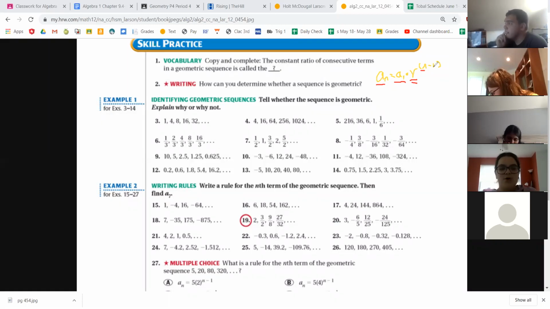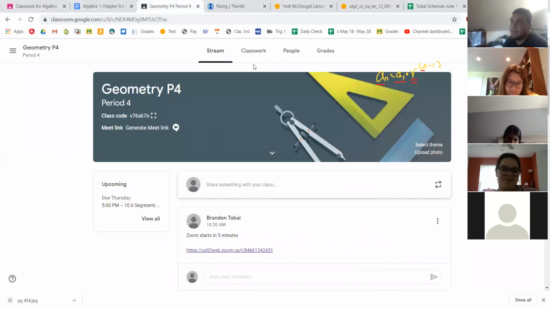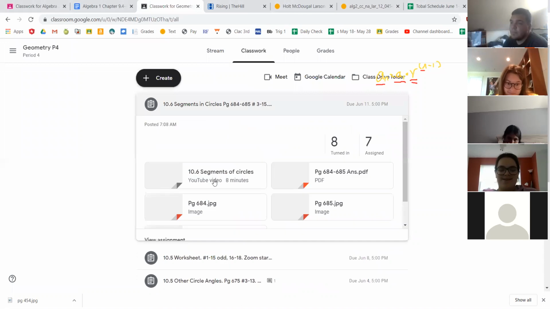Oh, you know what I just realized? You posted the 7.2 page instead of the 7.3 page. So I was like, why are they the same? You posted the same page twice. That's why I was confused.